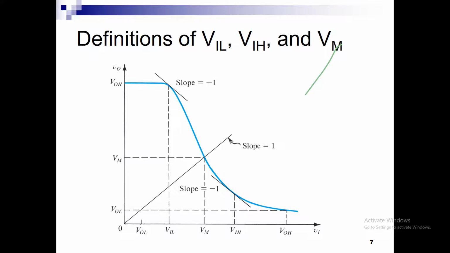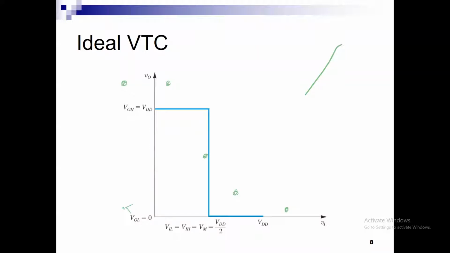What does the transfer function look like? We have 5 points, which are VOH, VIL, VM, VIH, and VOL, that we are interested in deriving. The ideal voltage transfer characteristics for an inverter would have VOH equal to VDD, VOL equal to 0, and VIL and VIH exactly equal to the switching point, which happens to be at VDD over 2.